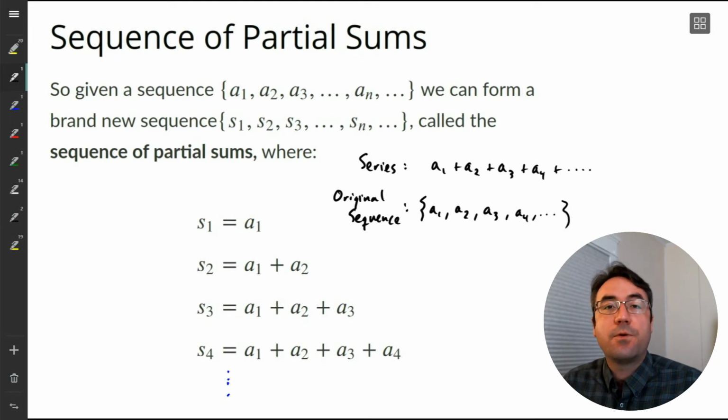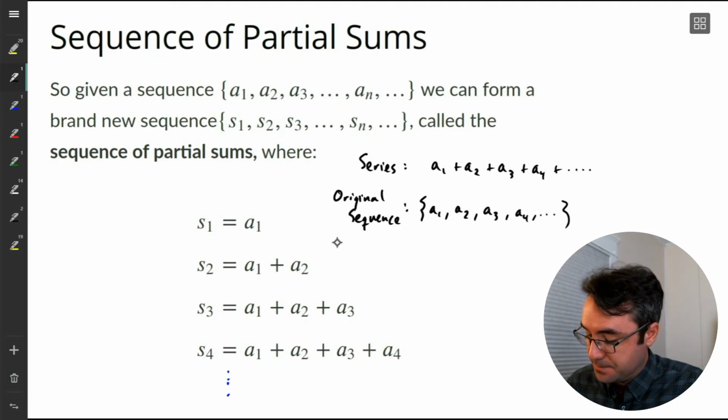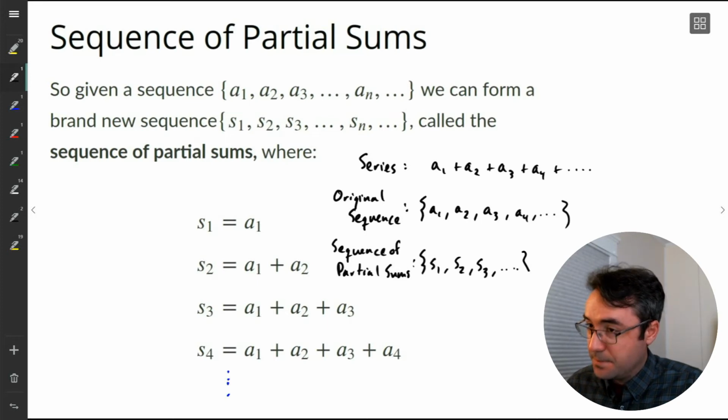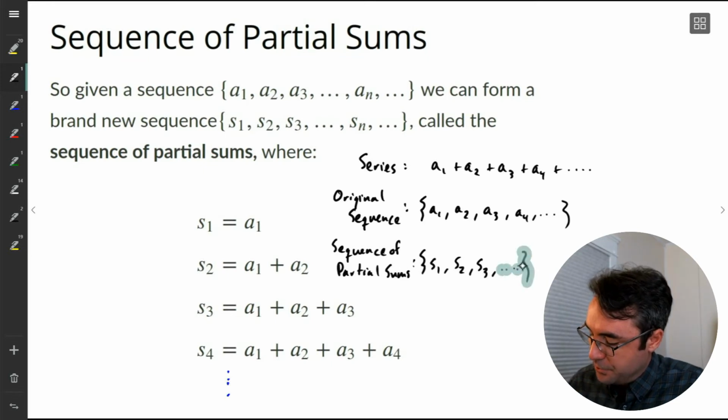And then we're forming a new sequence, which we call the sequence of partial sums. And so what is this? Well, this is S1, S2, S3, and so on. Let me put S4 in there too.